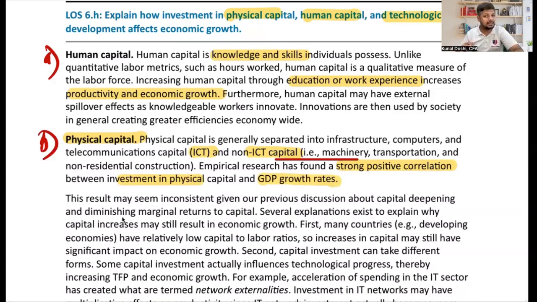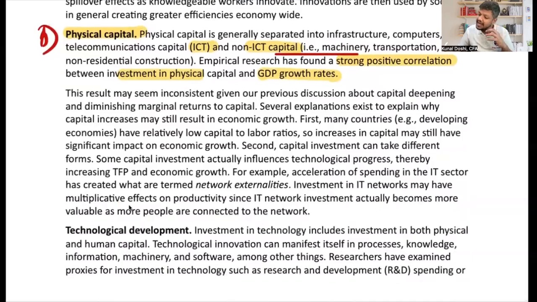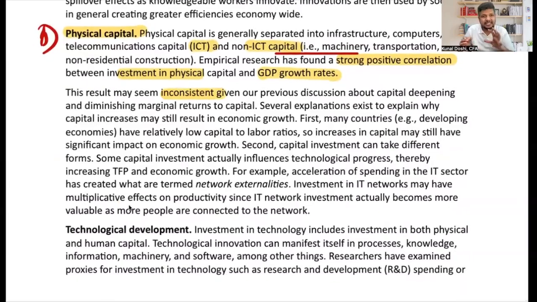So this also helps. However, there is some debate, because we just discussed that capital deepening, meaning putting in more capital, has diminishing marginal utility, isn't it? So how come we are now saying that physical capital will boost economic growth? Well, they are saying that they agree there is some inconsistency with what was said in the past, that capital deepening has diminishing marginal utility, but that does not mean the economy won't grow.